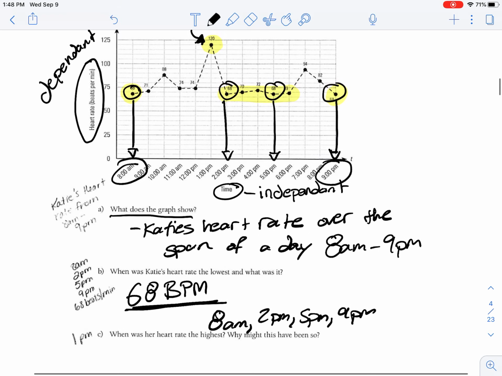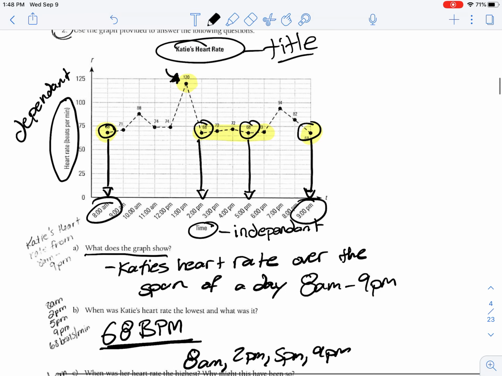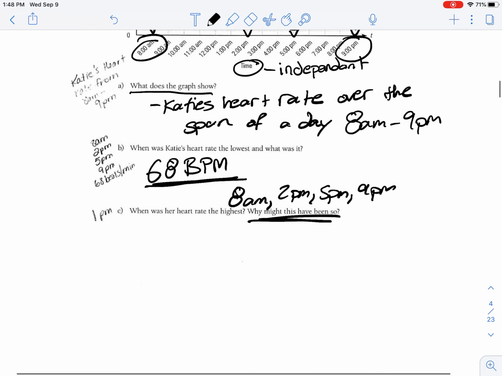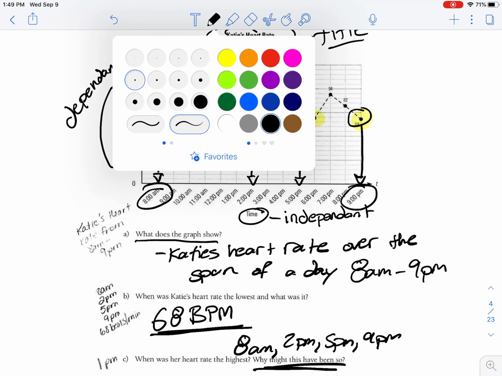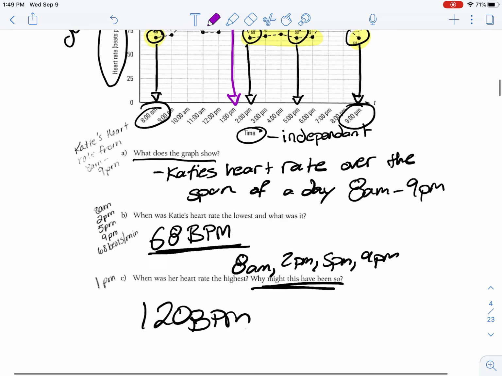And when was the heart rate the highest? Okay, and why might this have been? Well, we already kind of noticed that. It was 120 beats per minute, which is quite a bit. And what time was that at? Well, if we look here, that was at 1 p.m.